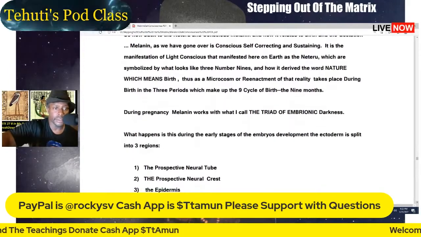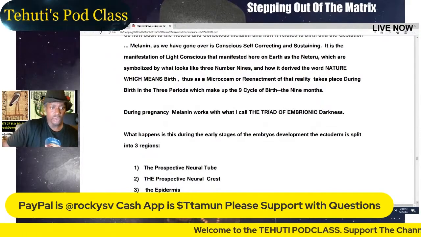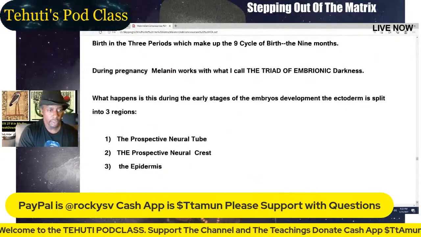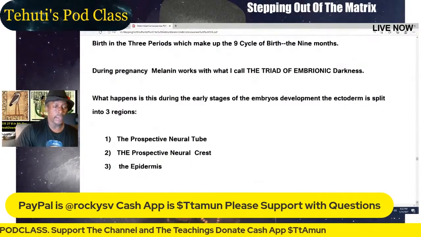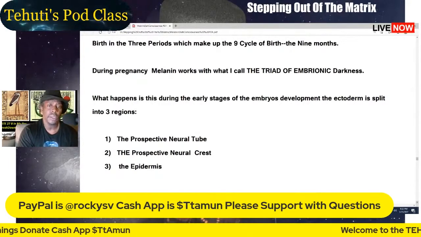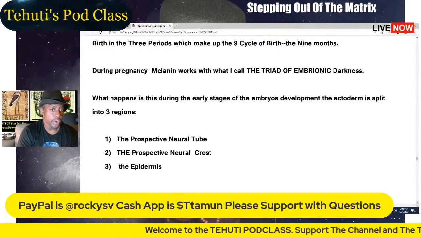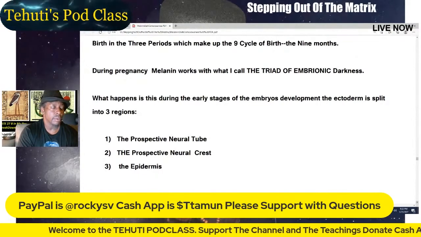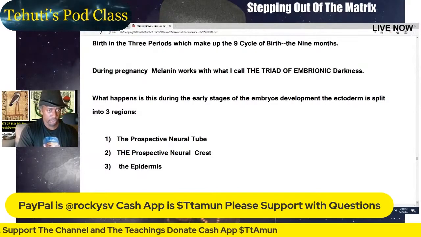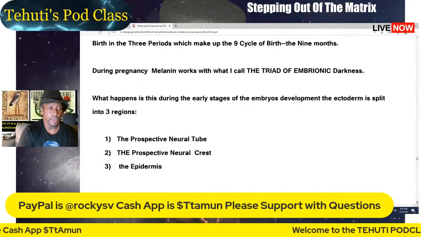And now let's get into the science. What happens is during the early stages of the embryo's development, the ectoderm splits into 3 regions. And those 3 regions are the prospective neural tube, the prospective neural crest, and the epidermis. So we see that the pregnancy stages and the melanin stages are divided into sets of 3s, which is why they call pregnancy trimester, coming from the word 3, really coming from the word tree. Right? Tree and 3 is the exact same word in its etymological root, and it represents birth. And 3 sets of 3 represents 9, which are the months of birth.